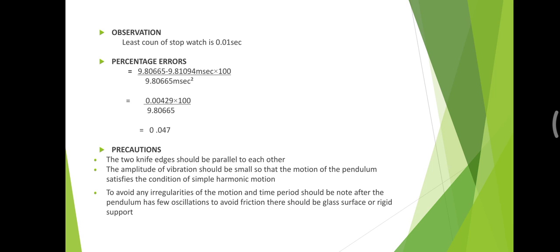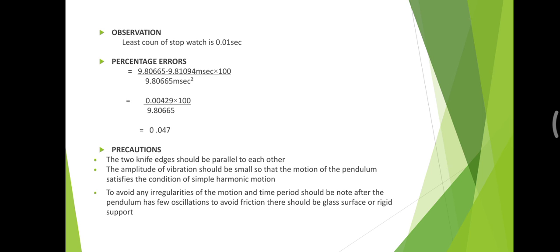Observation. The least count of the stopwatch is 0.01 second, and the percentage error is (9.80665 − 9.81094) m/s² × 100 / 9.80665 m/s² = 0.00429 × 100 / 9.80665 = 0.047.